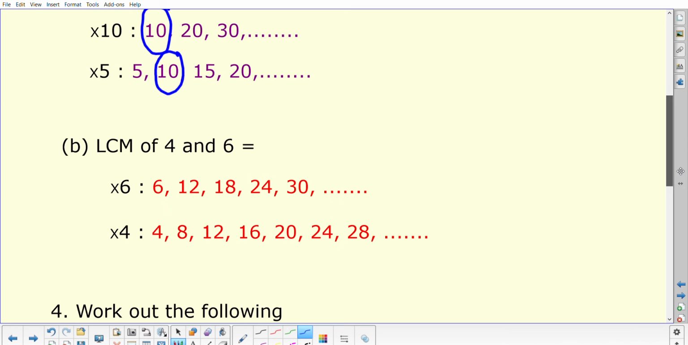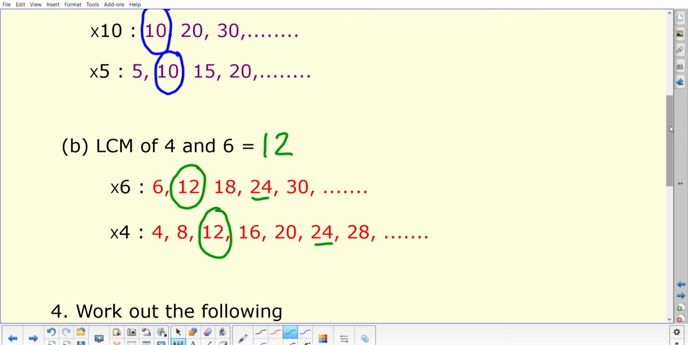For 4 and 6, you can see we've got the 6 times table and the 4 times table. There's a couple of numbers that are in common there, but the one that is the lowest would in fact be the 12. They do both have 24 in common as well. However, it is the smallest number, which would be the 12, that we would be looking for.